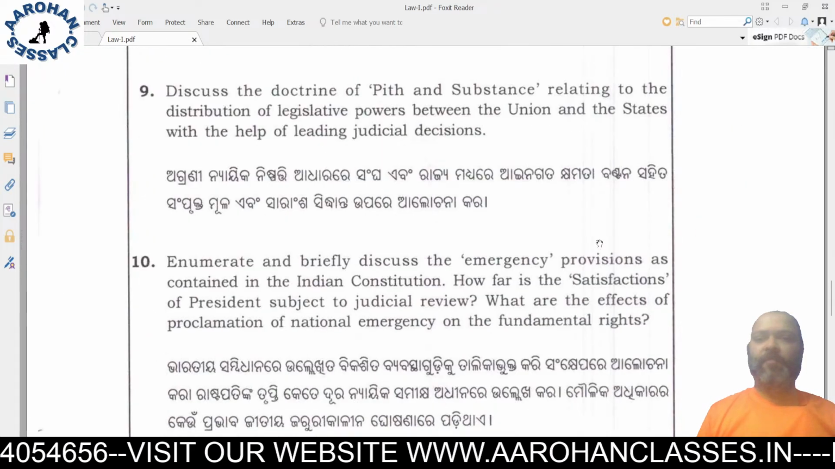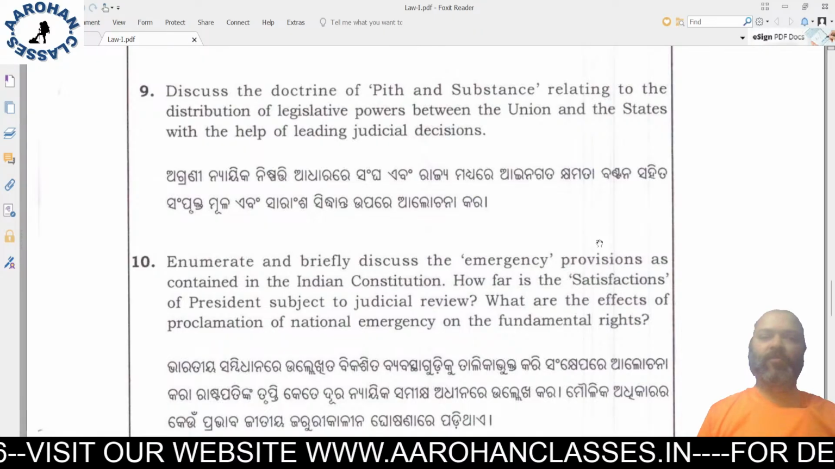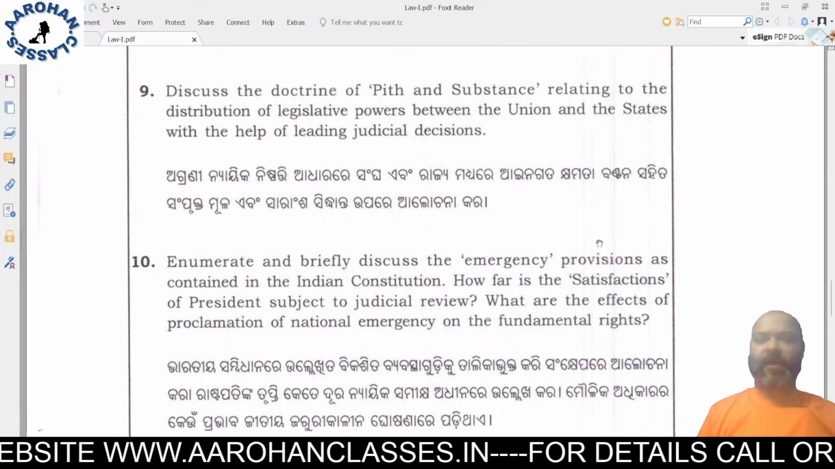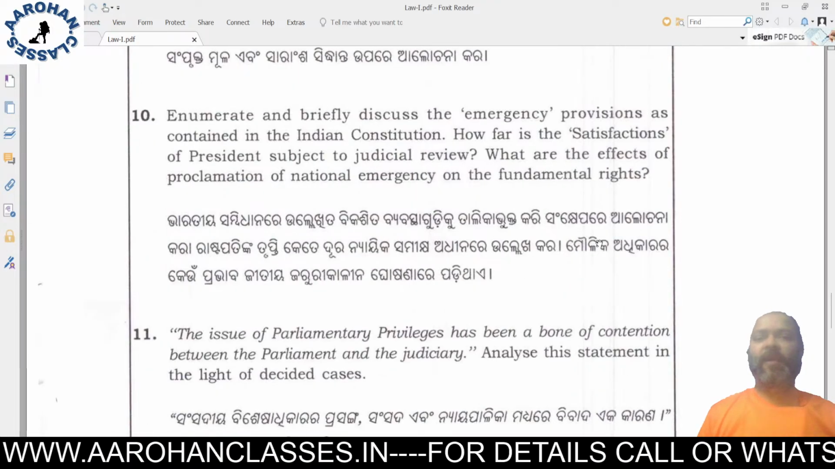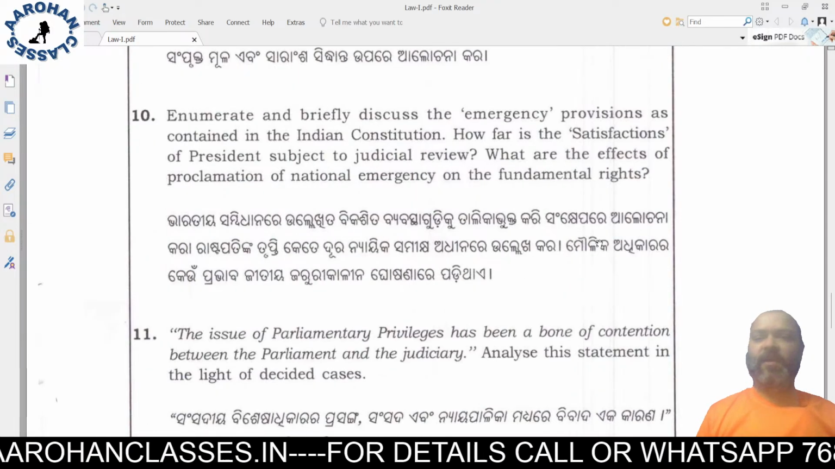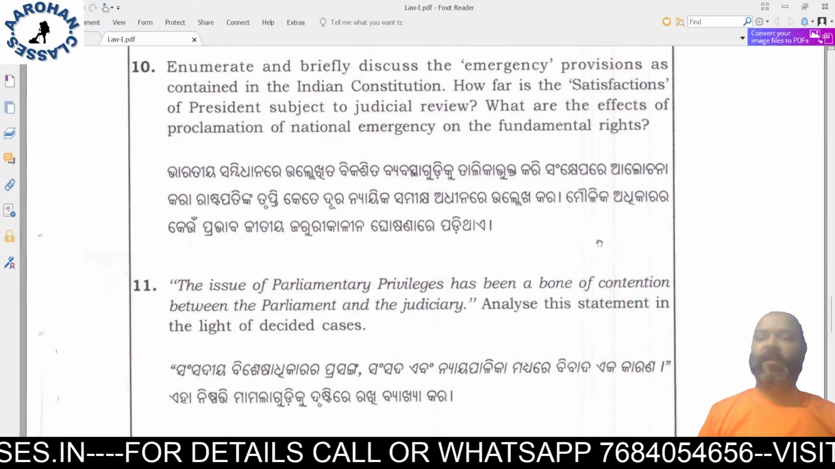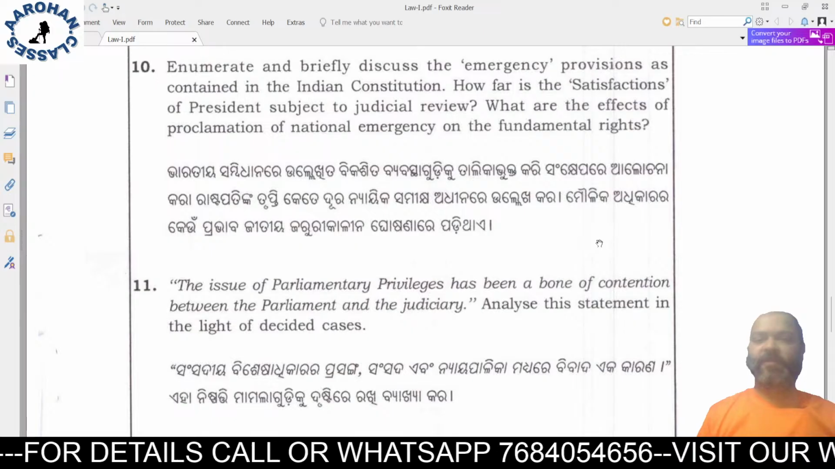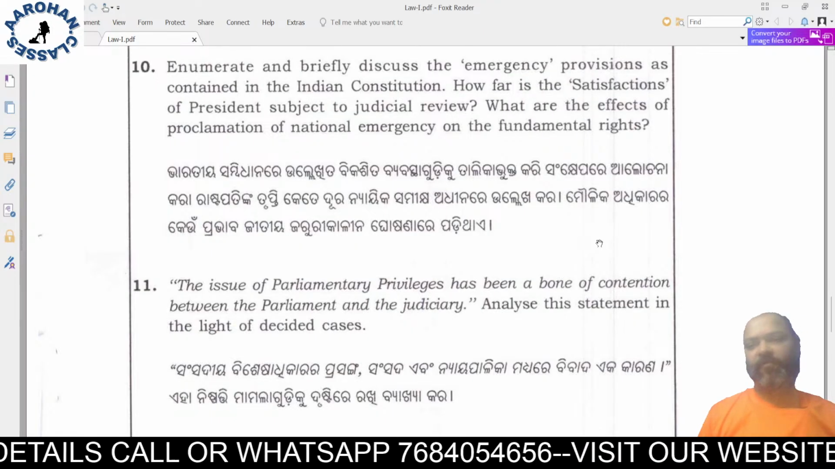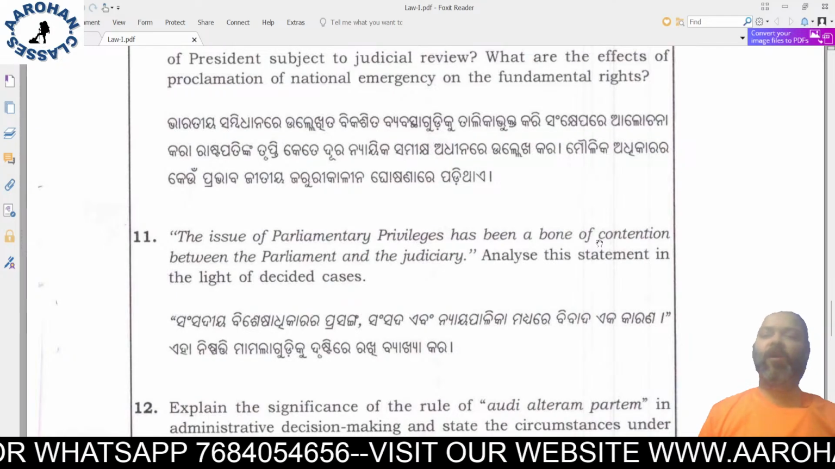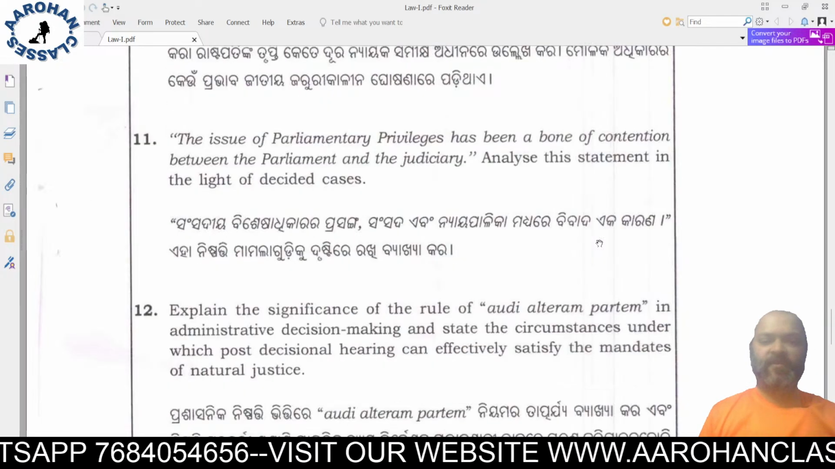Discuss the doctrine of pith and substance relating to distribution of legislative powers between Union and States with the help of leading judicial decisions. Enumerate and briefly discuss the emergency provisions as contained in the Indian Constitution. How far is the satisfaction of the President subject to judicial review? What are the effects of proclamation of national emergency on fundamental rights?